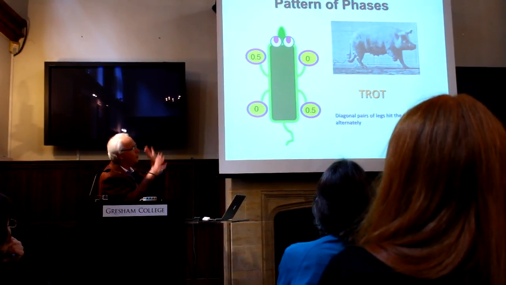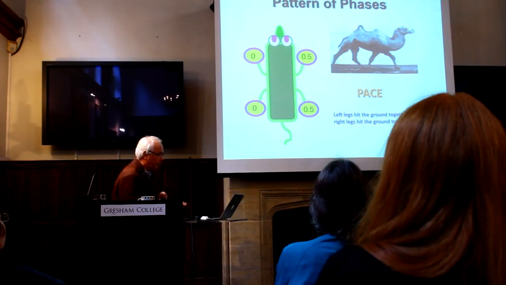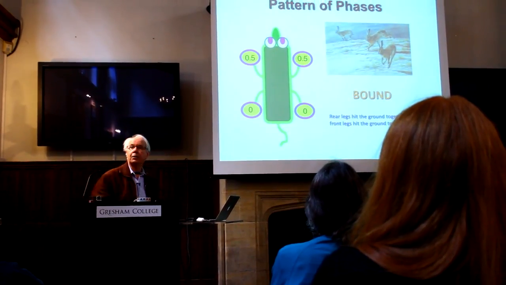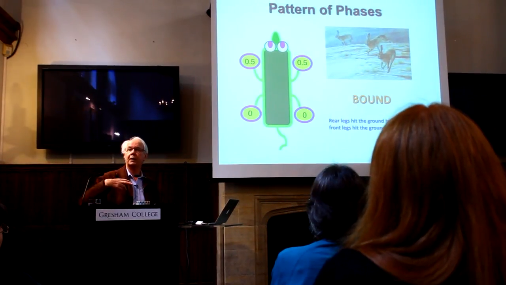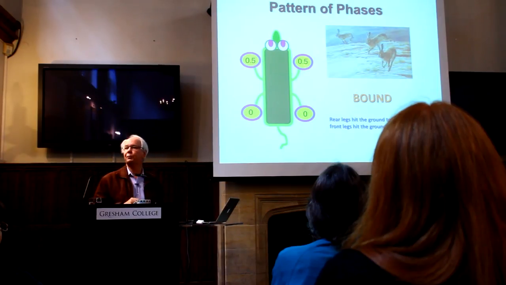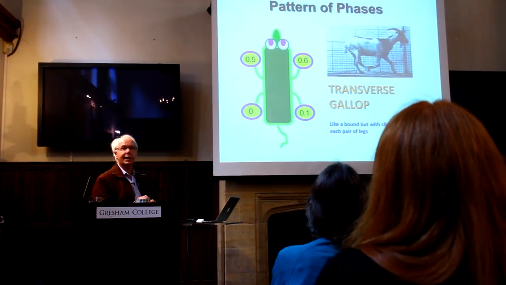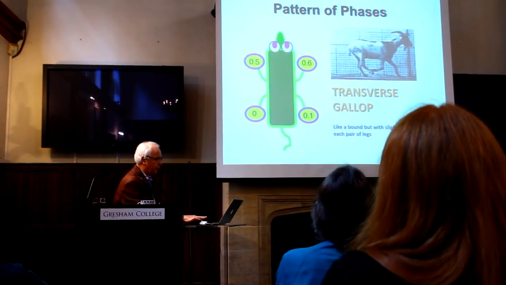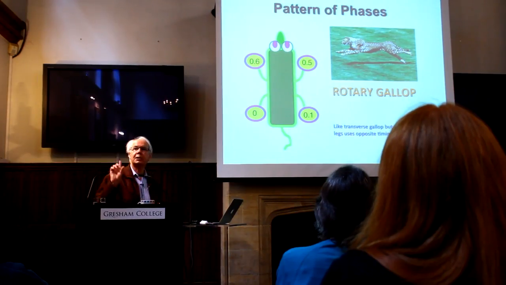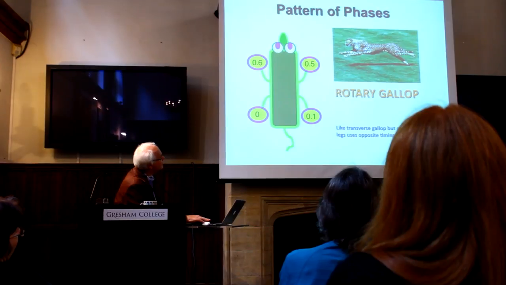So for the trot, it's 0 on one pair, half on the other pair. For the pace, 0 on one side, half on the other side. For the bound, the hare, which I haven't shown you pictures of, back, then front. Think of a dog moving really, really fast. Then it gets more complicated for things like the transverse gallop, the rotary gallop, which is what a cheetah uses, which is very similar, but one end is switched, left, right, compared to the others.